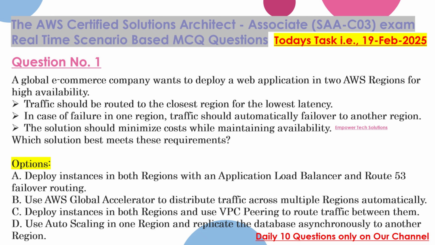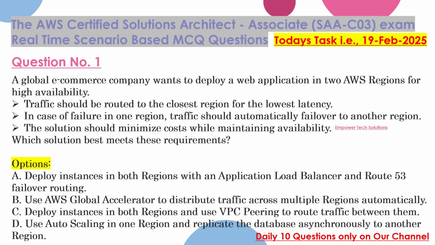Question 1. A global e-commerce company wants to deploy a web application in 2 AWS regions for high availability. Traffic should be routed to the closest region for the lowest latency. In case of failure in one region, traffic should automatically fail over to another region. The solution should minimize costs while maintaining availability. Which solution best meets these requirements?